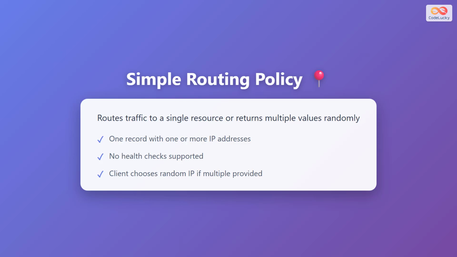The simple routing policy is the most straightforward option. It routes traffic to a single resource, like one web server or one IP address. You can also configure it to return multiple IP addresses in a single record, and when you do this, the client randomly selects one of those addresses. This policy is ideal for basic scenarios where you have one resource serving your domain or when you don't need advanced traffic management features. However, it's important to note that simple routing does not support health checks, so Route 53 cannot automatically detect if a resource becomes unavailable.